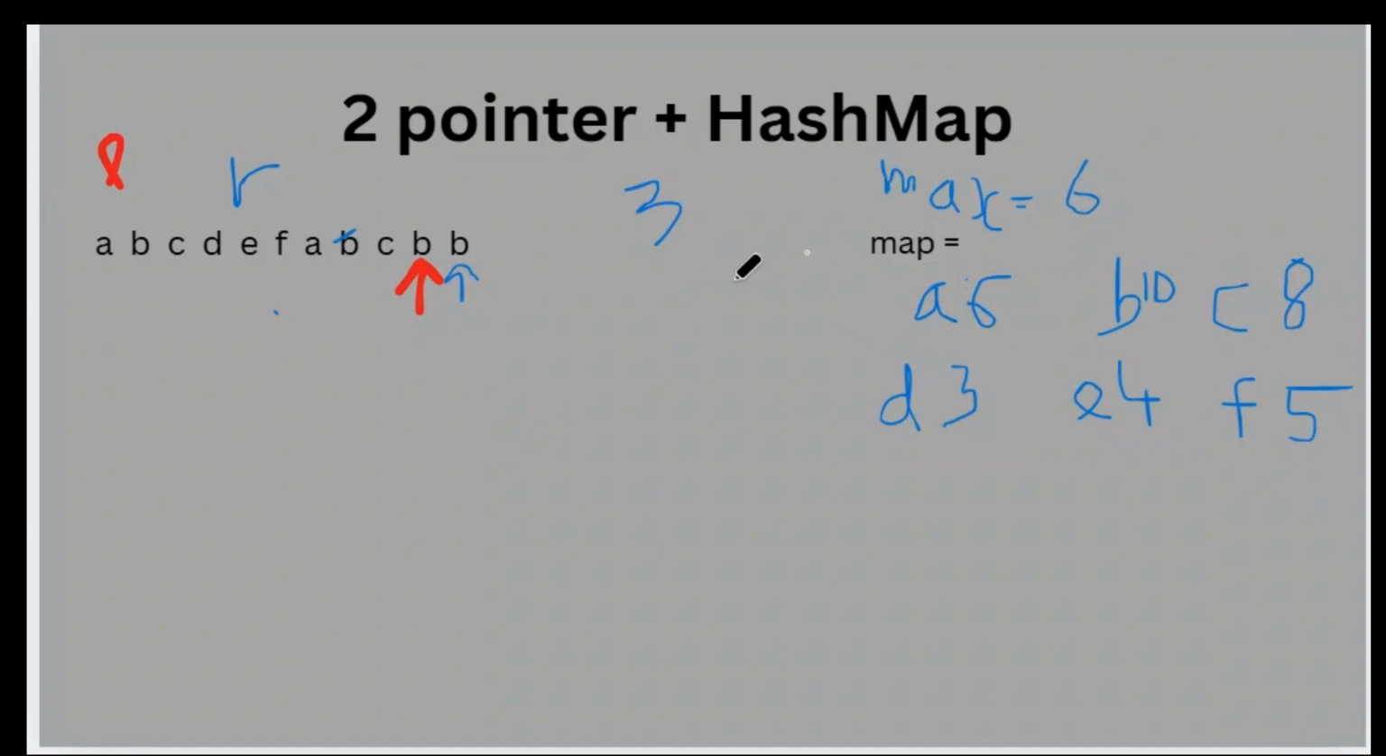B is changed to 10. And again the left pointer will be changed, and the new value of length will be 1. But the length is again less than the max value 6. So the max value won't be affected. So here you will get the answer as 6.